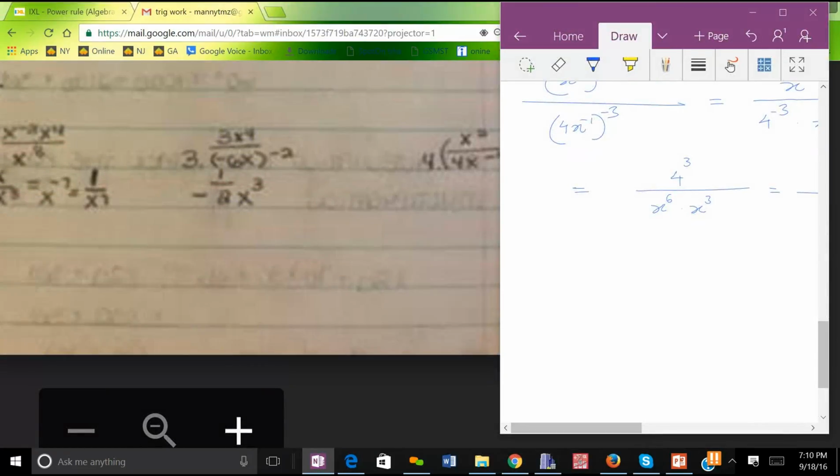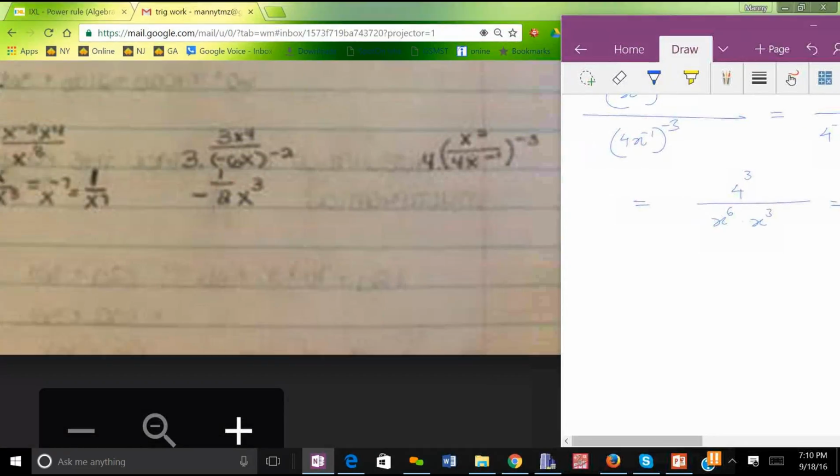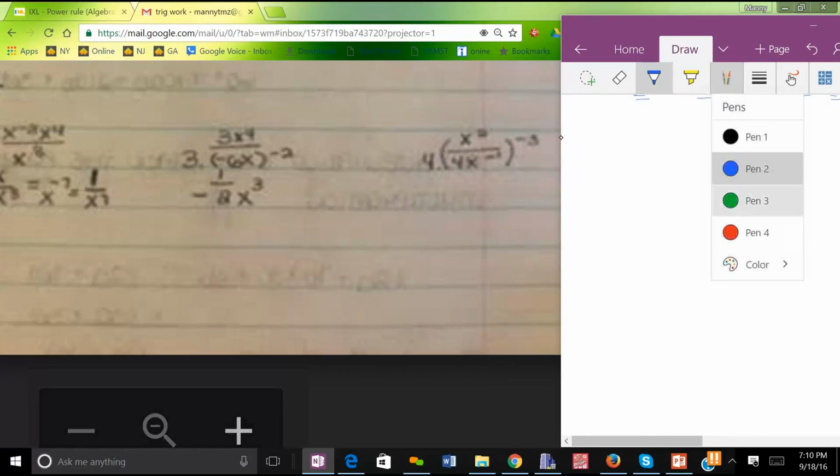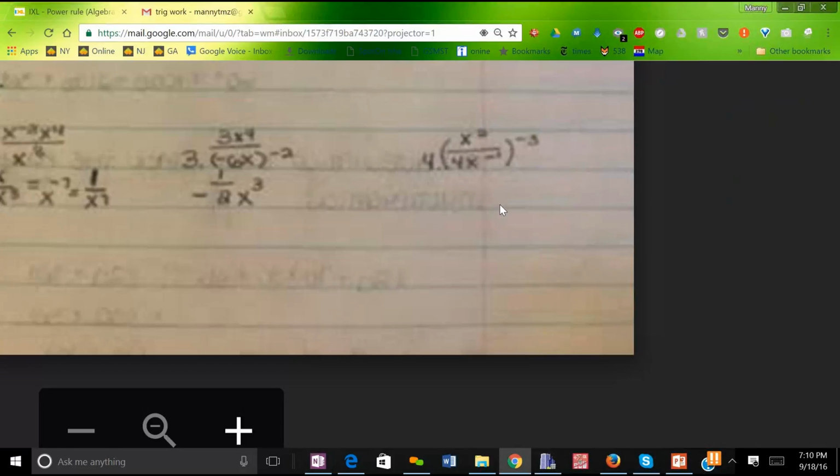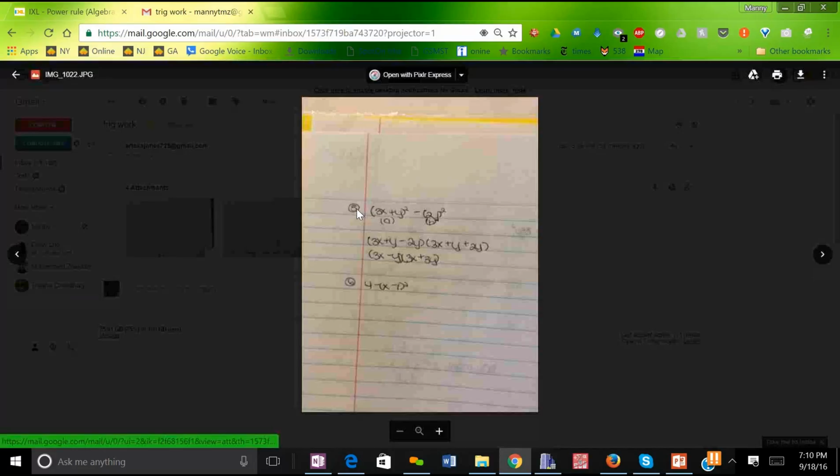The last one is what? That was the last one for that page. Oh, you don't have to do number 4? Oh, that was the one we did. Sorry. That is what we did. Okay, cool. So we're done with that. We should do this page next. Is that it? Yeah. Okay.